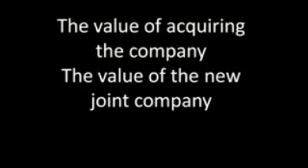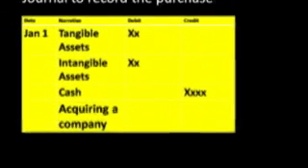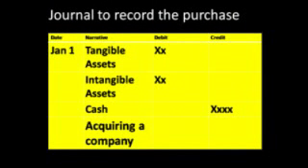Assume that we use cash to acquire the new company. The journal entry for the acquisition will be a debit to the accounts for tangible assets, a debit to the accounts for intangible assets, and a credit to the cash account. This ends our session on recording for intangible assets.